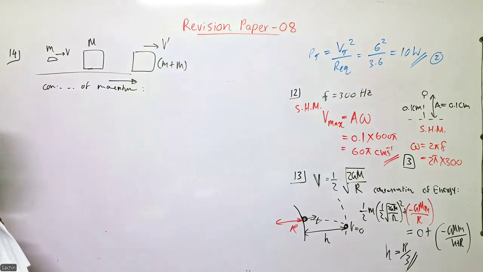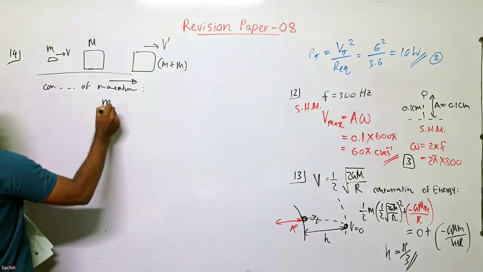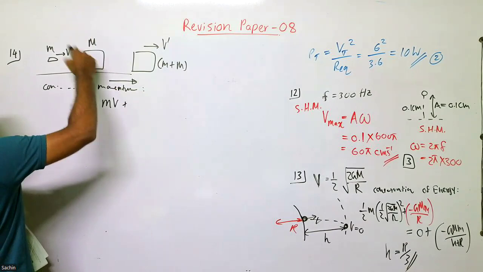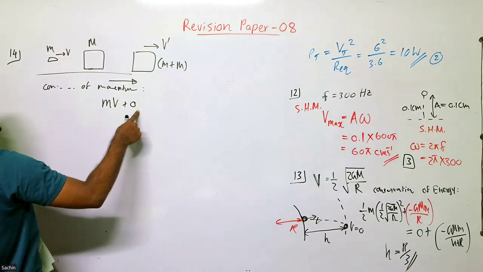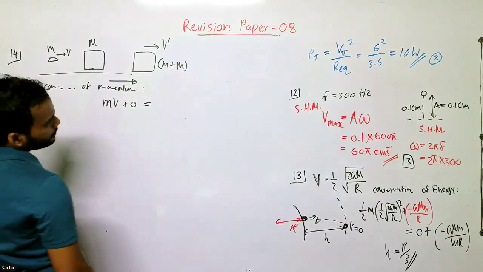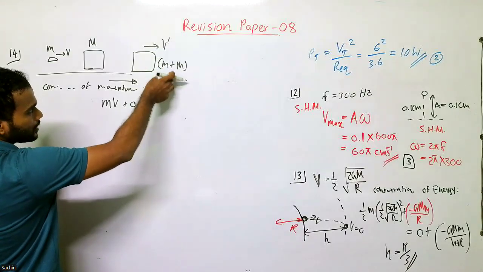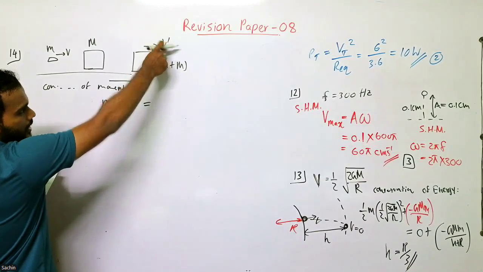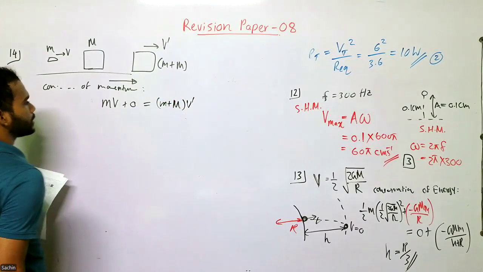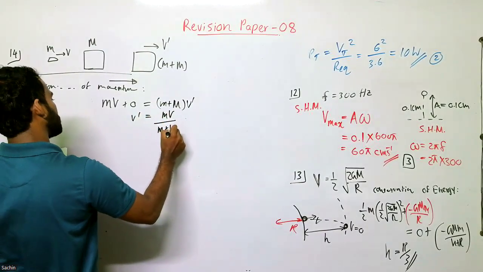Considering a certain direction, you apply the conservation of momentum. Before the collision, the total momentum is mv. I consider this direction, so it is plus mv, plus this one does not have any momentum. So before the collision, this is it. This should be equal to the total momentum after the collision. After the collision, both objects get combined, coalesce, and then move as one. So the velocity is v dash. The total momentum should be (m plus M) times v dash. V dash is simply mv over small m plus capital M.